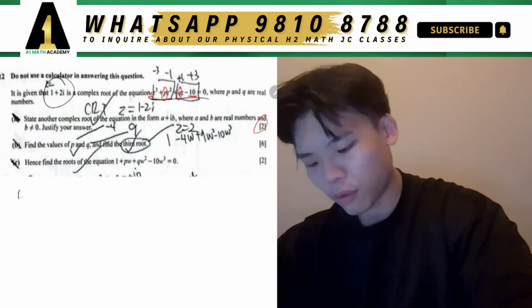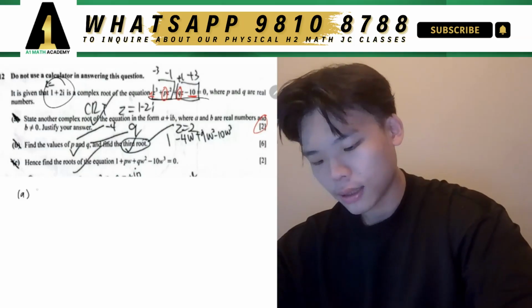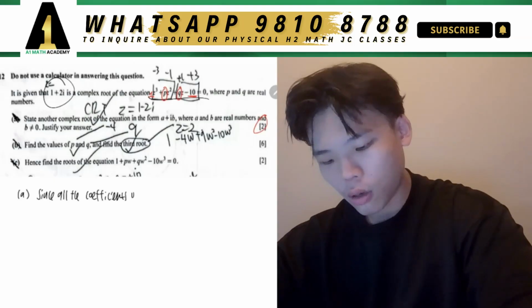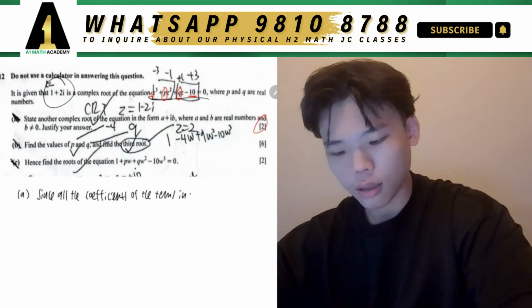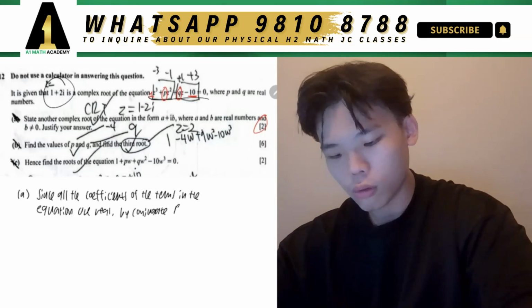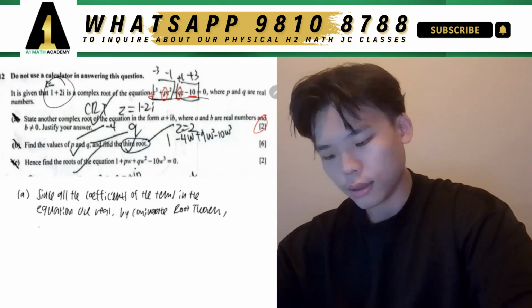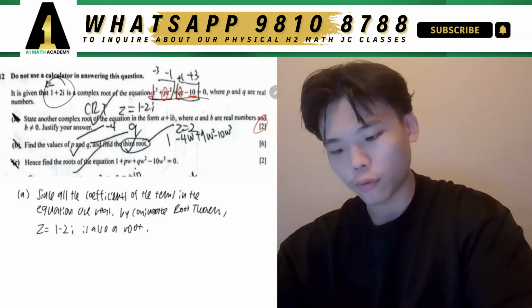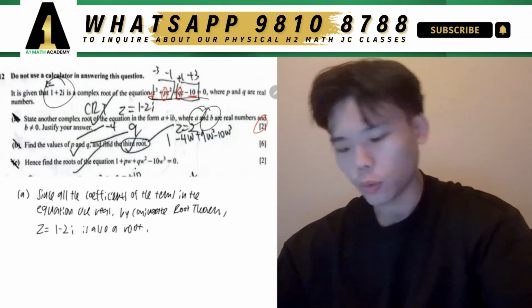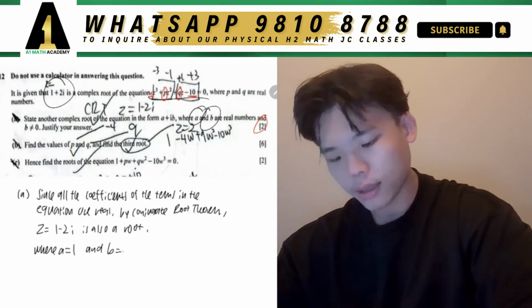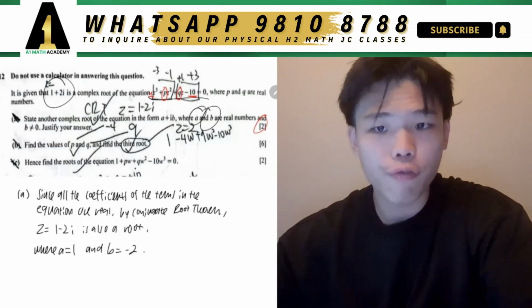You can just over here, part A, say that since all the coefficients of the terms in the equation are real, by conjugate root theorem, z equals 1 minus 2i is also a root. And then note that over here, you have to identify what is a, what is b. So we will say that a is 1 and b is minus 2, right? And this is a very free 2 marks.